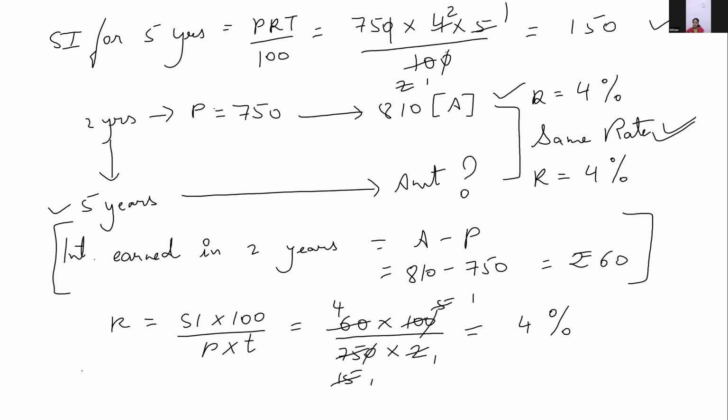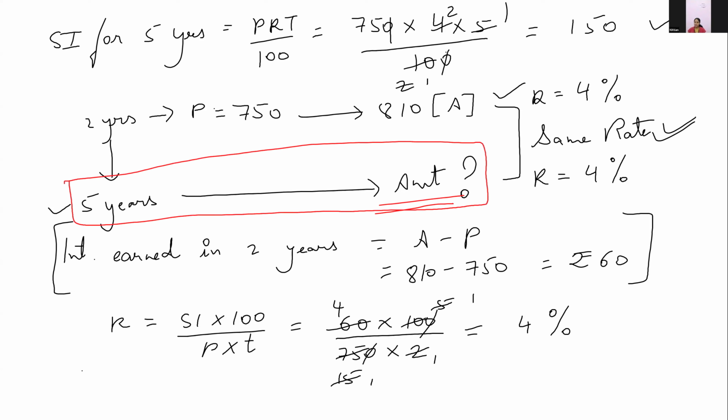So we have the simple interest for 5 years, and we have the simple interest for 2 years. But what do we have to find out in this question? Amount for 5 years. Now I'm having the principal, I'm having the simple interest, so can I find out the amount? What is the formula for amount? Like I explained yesterday, amount is the total of principal plus simple interest.